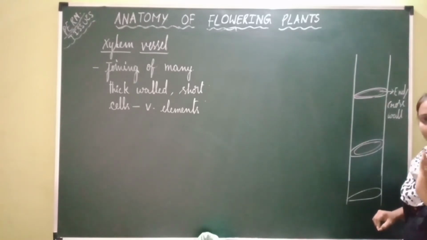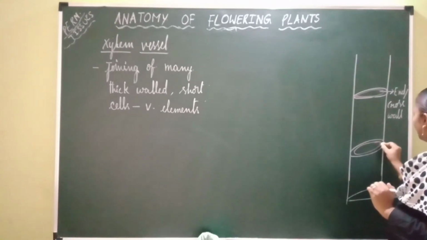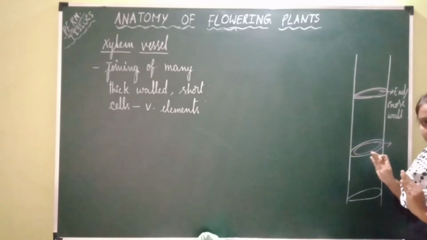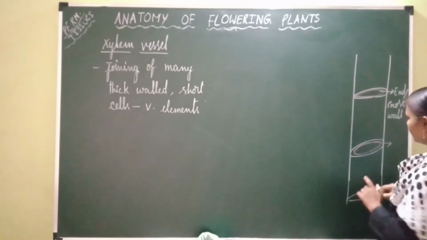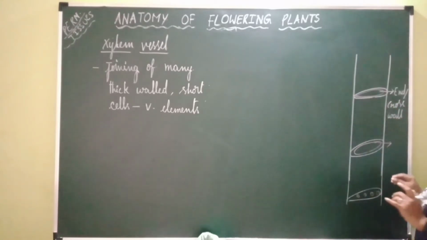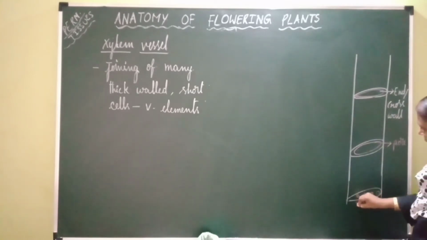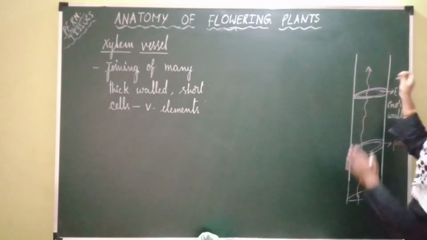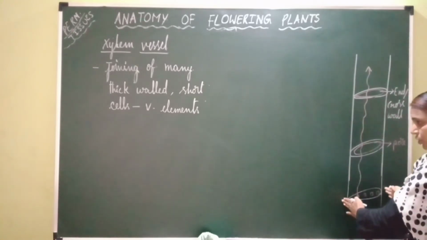If these end walls or cross walls undergo complete dissolution, it results in the formation of a large pore. If the end walls or cross walls of the vessel elements present in the vessel dissolve partially, it results in the formation of small pores. Okay, so this is the pore. These are the pores through which water conduction occurs from one vessel element to another vessel element of a vessel, which is a tube-like structure. Okay, so this is about the structure of the vessel.